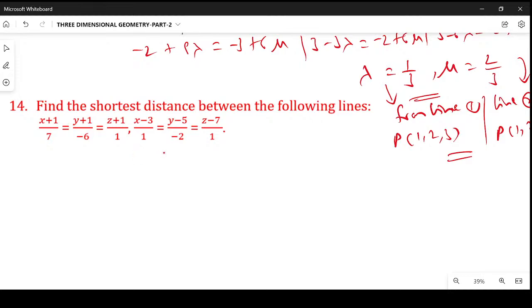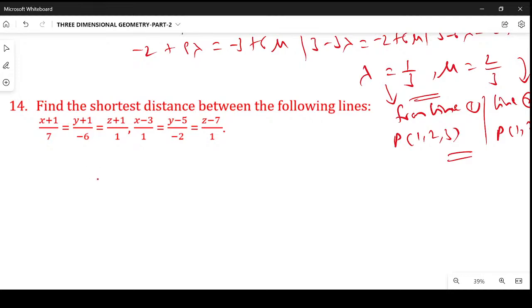Since both lines are given in symmetric form, we can find the vector equation, or I can find the required points. This one passes through (-1, -1, -1) with known direction ratios, and this one passes through (3, 5, 7) with known direction ratios. Using these we can find the shortest distance between the two lines.